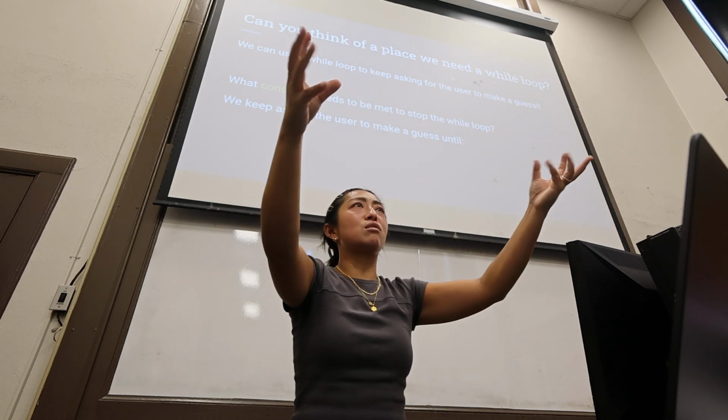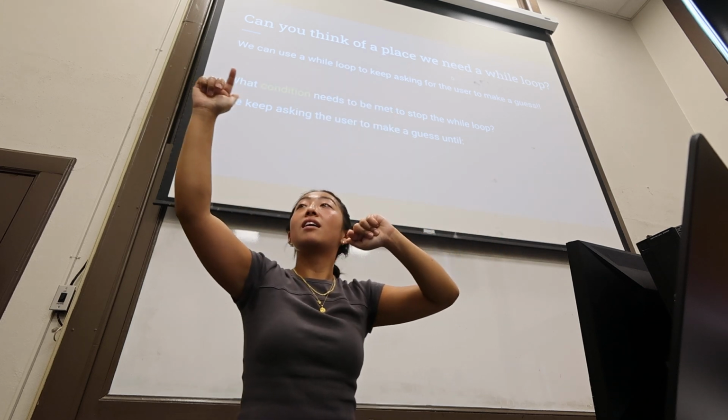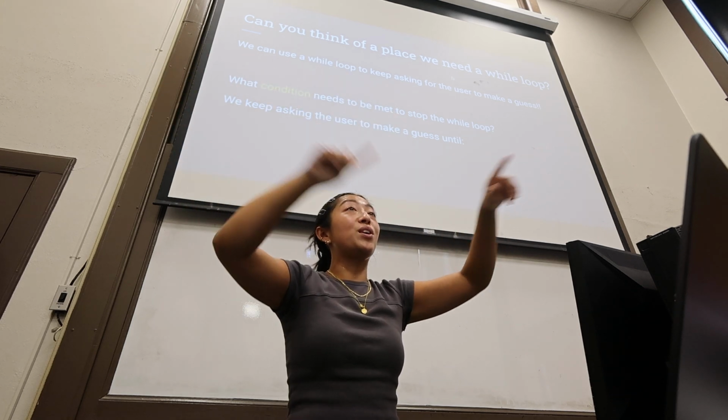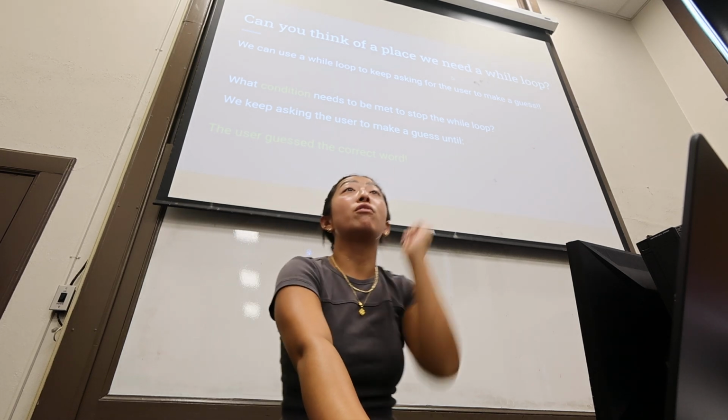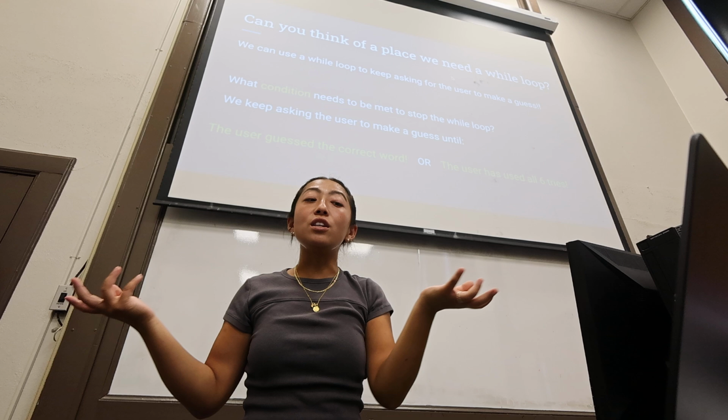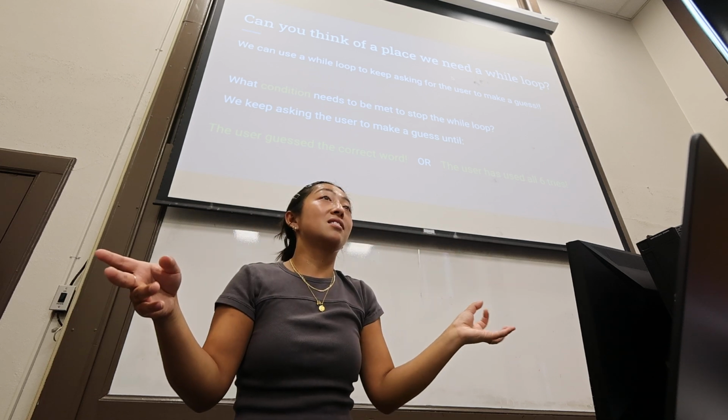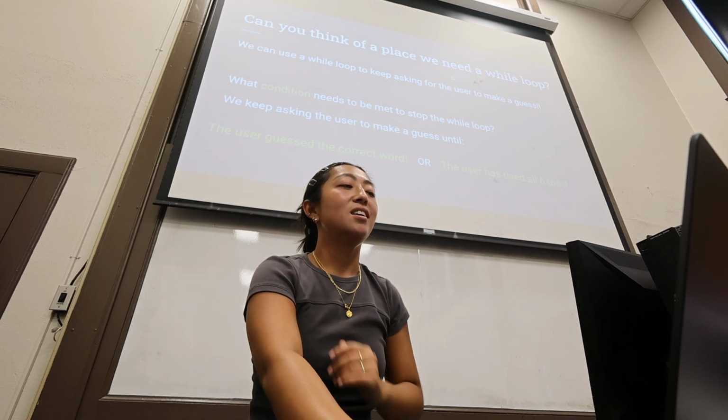Yeah. You reach 6, right? Or what was the other thing? When your guess is correct. Yeah. When you get the right answer, right? So the user guessed the correct word. That's when you know the game's over because the user's already won. Or the user has used all 6 tries. They've lost the game in that case.